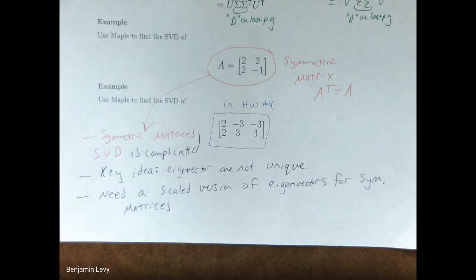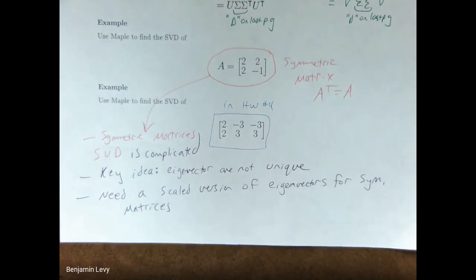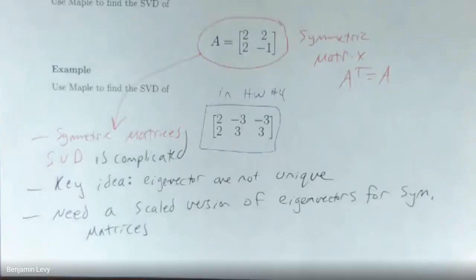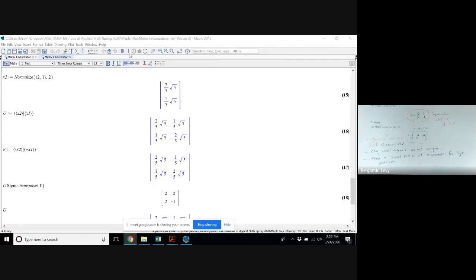So let me just show you how that works in the Dropbox. I uploaded a new Dropbox Maple file, and so you might want to open that. There's two in the folder right now. One's called matrix factorization, and one's called matrix factorization 2. So let me show you that. I'm going to share my screen again here. So here are those two files. Maybe I'll just give you a second to open them. You can let me know when you have opened them.